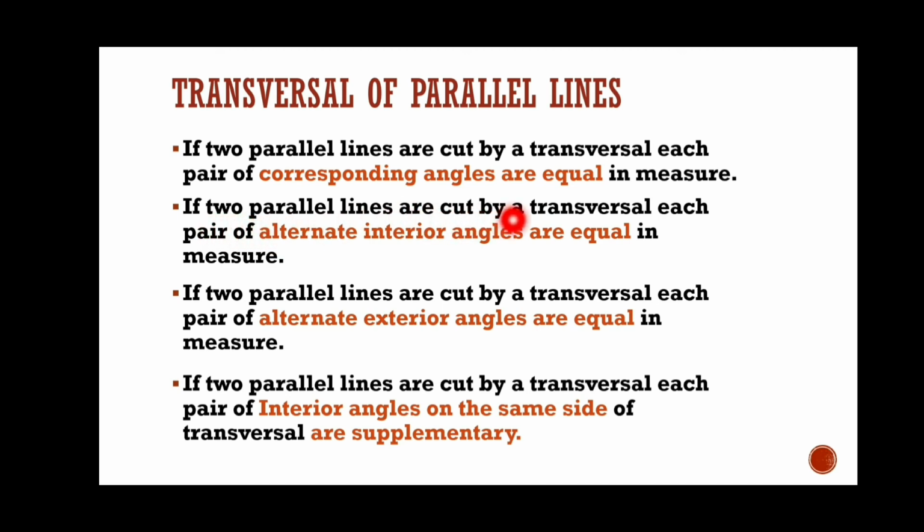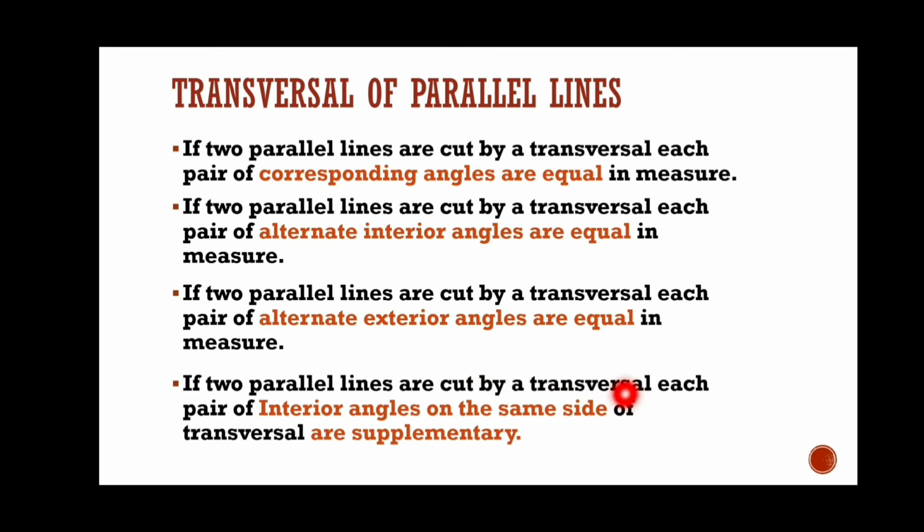Now, if two parallel lines are cut by a transversal, each pair of alternate interior angles are equal. So we have seen what alternate interior angles are, and if two parallel lines are cut by a transversal, the alternate interior angles will be equal. Now, the third point is if two parallel lines are cut by a transversal, each pair of alternate exterior angles are equal. Similarly, if alternate interior angles are equal, then the pair of alternate exterior angles will also be equal.